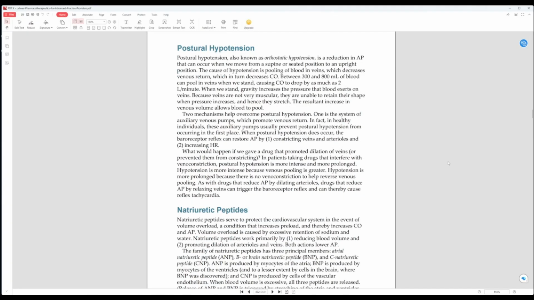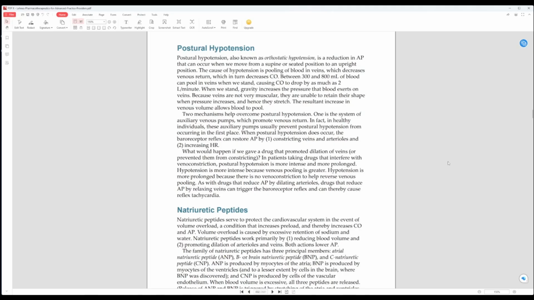Which brings us to postural hypotension. Postural hypotension, also known as orthostatic hypotension, is a reduction in arterial pressure that can occur when we move from a supine or seated position to an upright position. The cause of hypotension is pooling of blood in veins, which decreases venous return, which in turn decreases cardiac output. Between 300 and 800 ml of blood can pool in veins when we stand, causing cardiac output to drop by as much as 2 liters per minute.